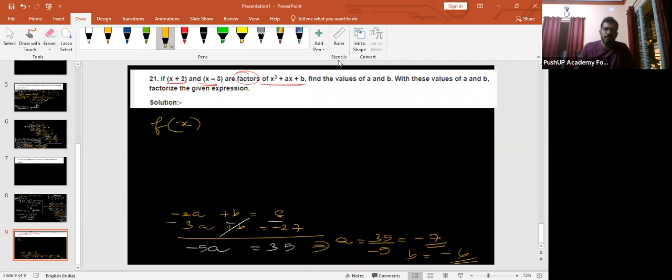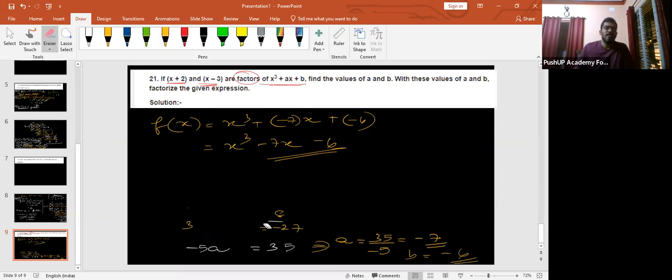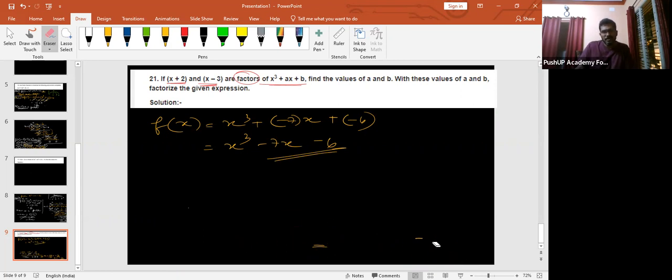So children, f of x would be what? X cube plus A value is minus 7, so minus 7 into x, plus B value is minus 6, so plus minus 6. If you want, you can write it in a very decent manner. X cube plus minus 7x is nothing but minus 7x, right? Plus minus 6 is nothing but minus 6. So this is the required polynomial. Now children, see, nothing to worry, because you don't have to start with trial and error method. You know why? Two of the factors were already given to you, x plus 2 and x minus 3.